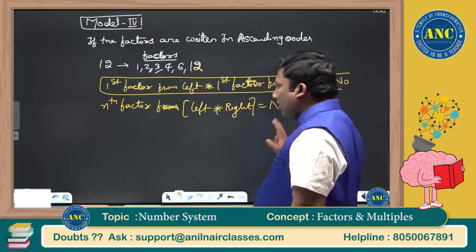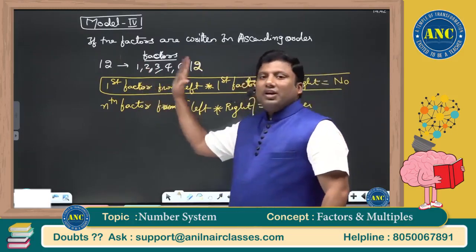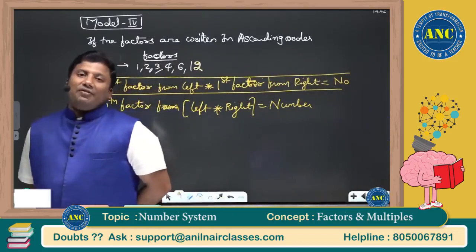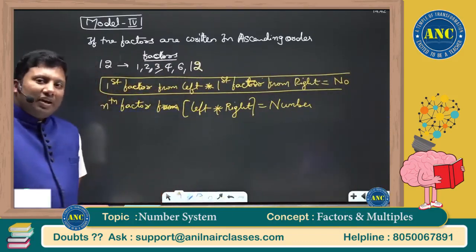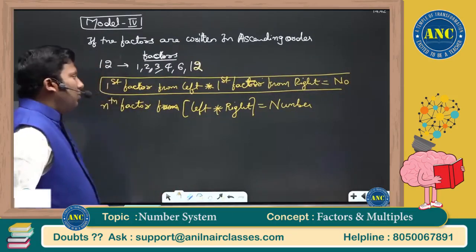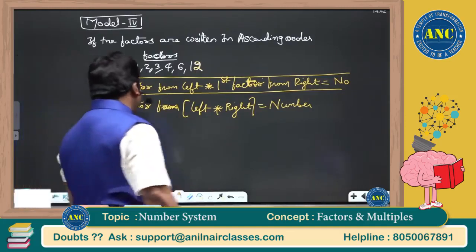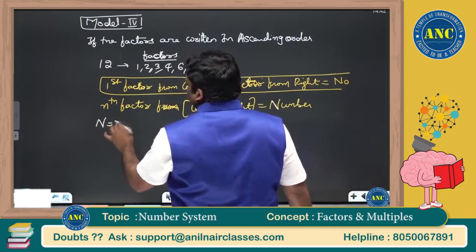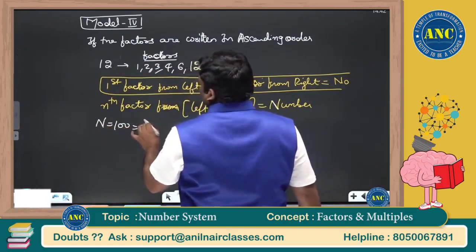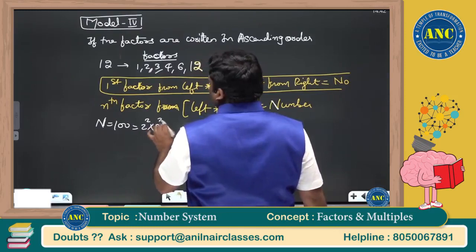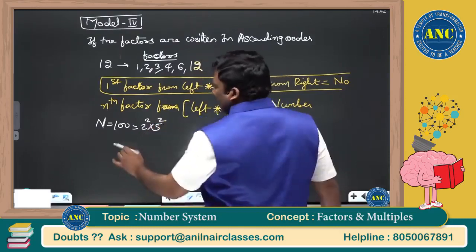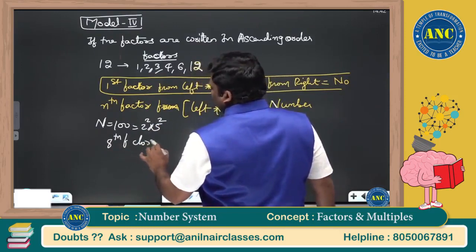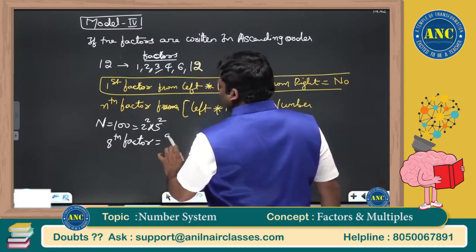We'll take a simple example. First factor from the left into first factor from the right is equivalent to the number itself. Second factor from the left into second factor from the right is equivalent to the number itself. Suppose n equals 100. 100 is 2 square into 5 square. Find the eighth factor.